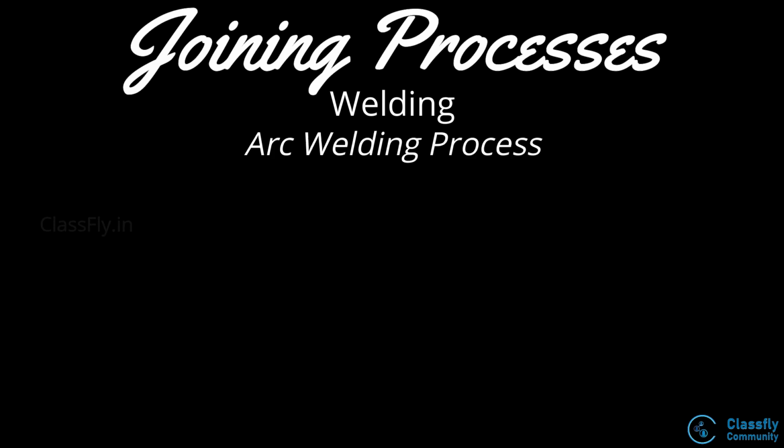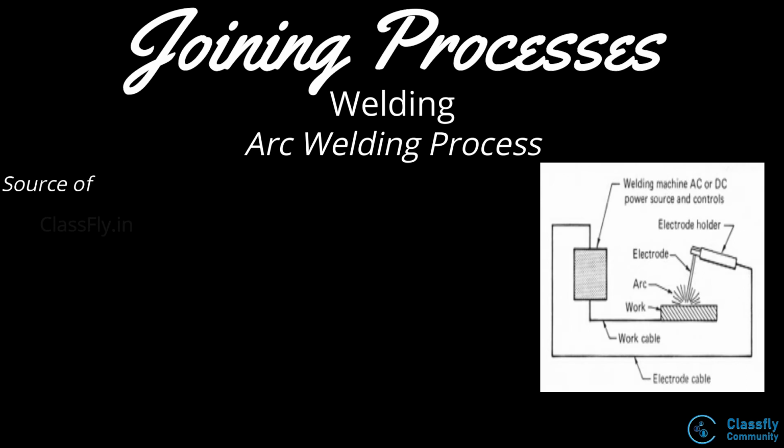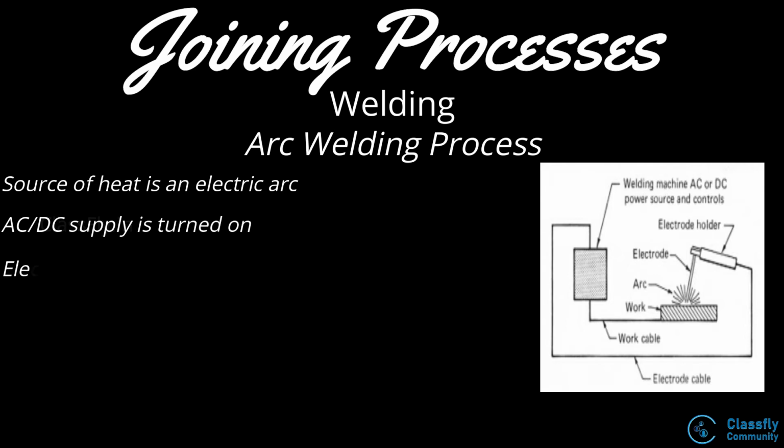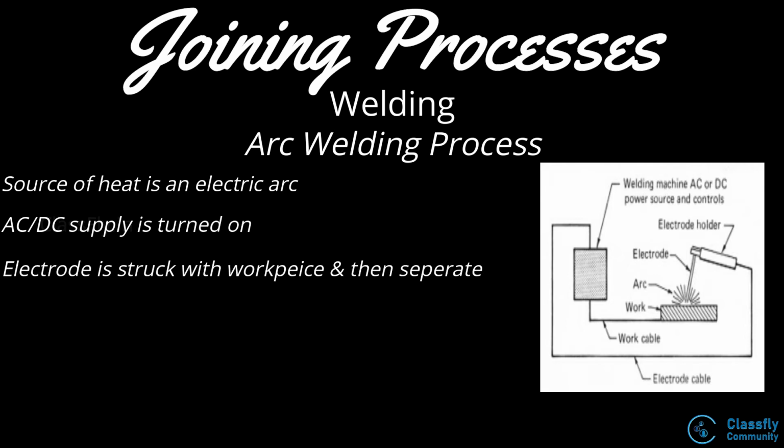Then we looked into the working of an arc welding process, where the source of heat for welding is an electric arc generated between the two electrically conducting materials, that is the workpiece and the electrode. AC or DC current is used here. When the electric supply is on, the electrode is struck to the workpiece and then separated by a small distance so as to produce an arc.